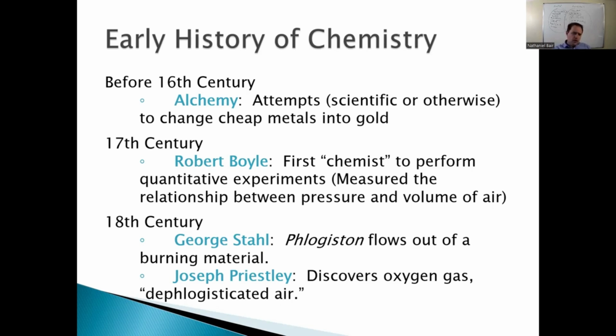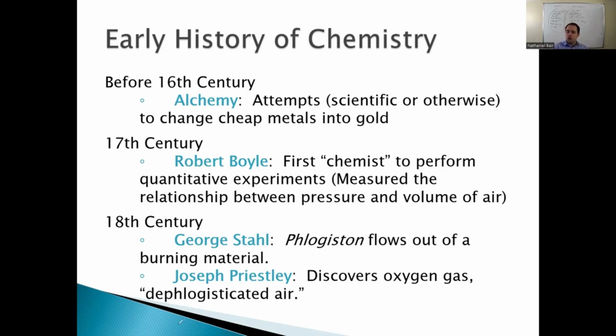Another giant moment in chemistry happens in the 18th century with two scientists by the name of George Stahl and Joseph Priestley. Joseph Priestley is important for this area, actually. He was like a Quaker or something, and he fled England because of religious persecution, and he actually settled in Sunbury, Pennsylvania, not too far from here. He had a lab, and Joseph Priestley is famous for discovering oxygen.